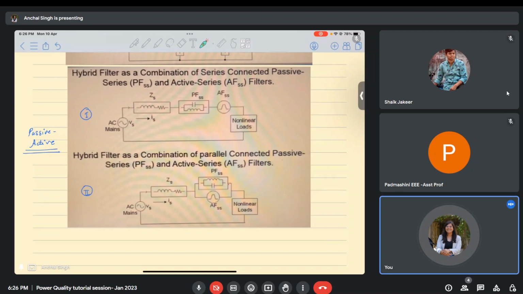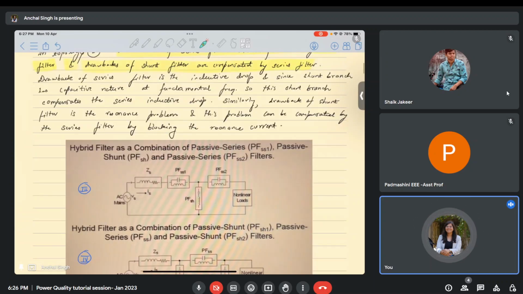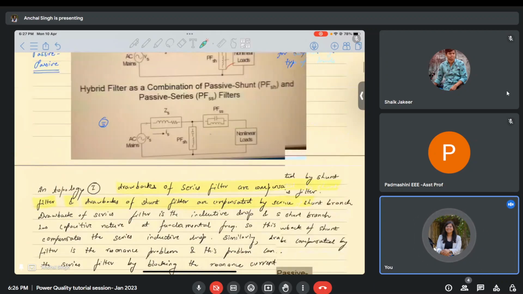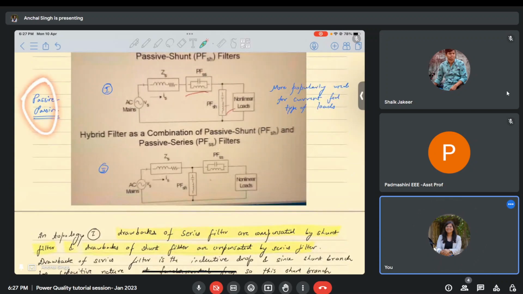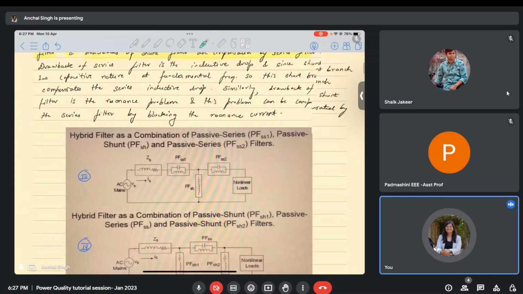So you can never have hold of all the topologies. Just stick to the basic principle behind these hybrid filters, and then based on that basic principle, you will be able to understand or design any of the topologies that you want. Okay. So now, if you look at this, these are examples of passive active combination. So the 1, 2, 3, and 4 were the examples of passive, right? Because only passive filters were involved here.